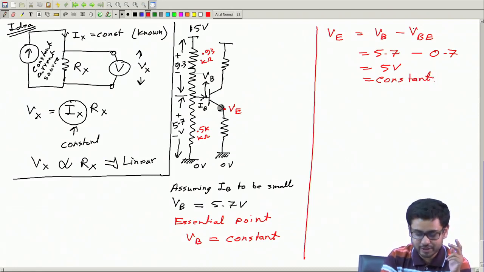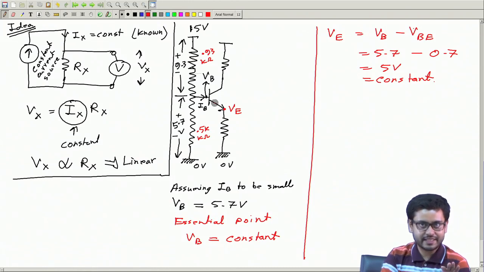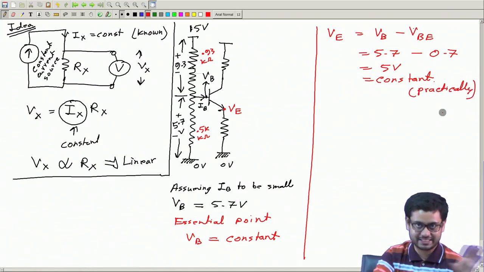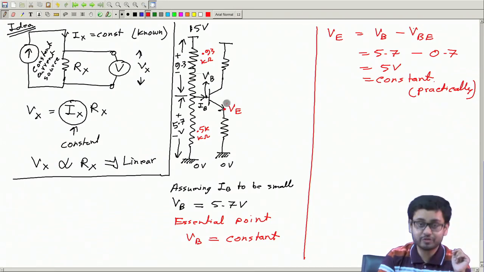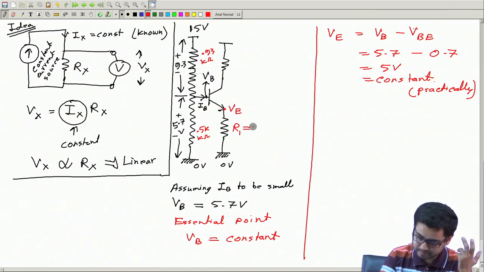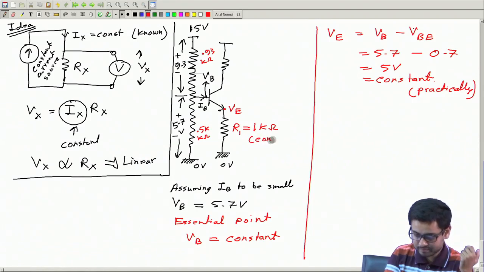Why? Because we know this VBE is practically constant. It can be 0.6971, but not much changing from 0.7. So, this voltage is practically constant, or changing very little. Okay? Ignore that. So, now if this voltage is constant, and I take a fixed, constant resistance, R1 equal to maybe 1 kilo ohm, constant and known.